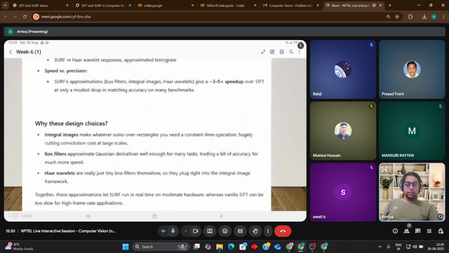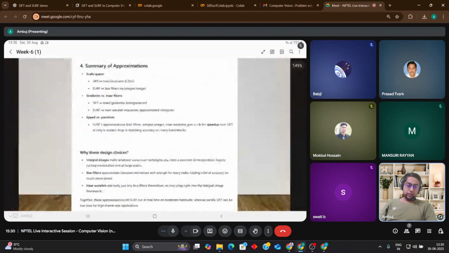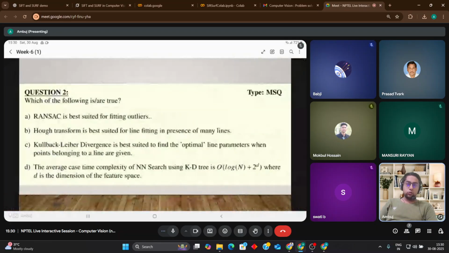So this is a decision choice you sometimes have to make as a design engineer. All these different aspects I have given you, whether it is integral images, box filter, or wavelet response, you just have to see. Moving forward to the next question, which of the following is true.